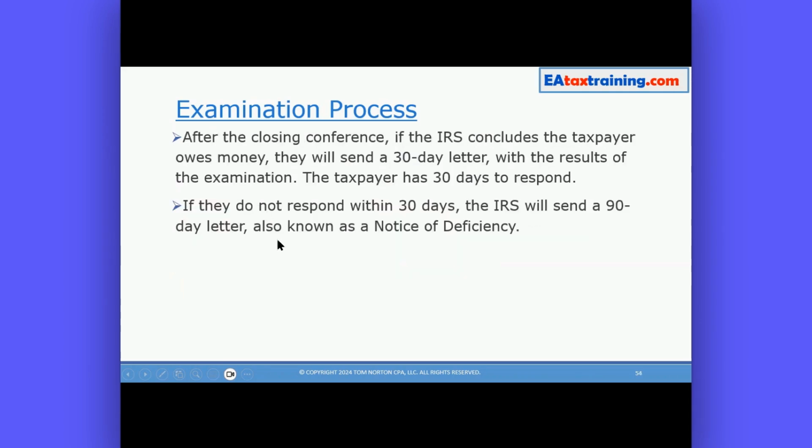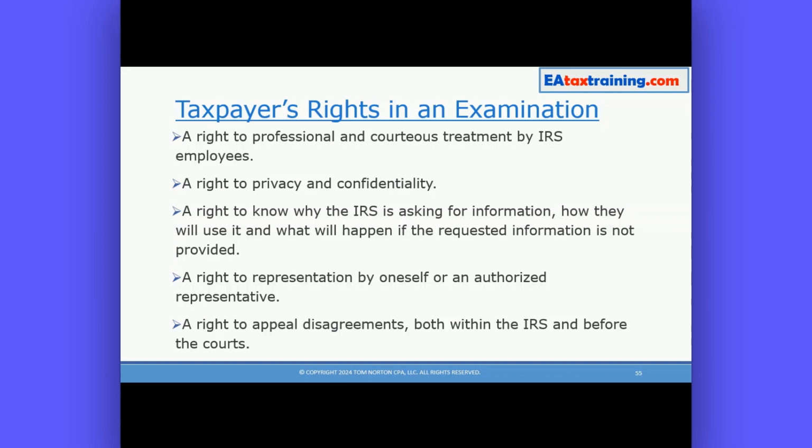After the closing conference, if the IRS determines that the taxpayer owes money, they will send a 30-day letter, which means the taxpayer has 30 days to respond with the results of the examination. If the taxpayer does not respond within those 30 days, then they send a notice of deficiency. That is a 90-day letter, meaning the taxpayer has 90 days to respond. But this is the more formal, like, okay, you didn't respond. This is that notice of deficiency that gets issued.